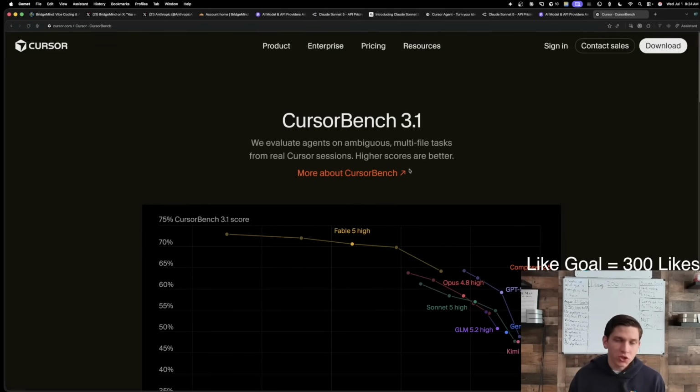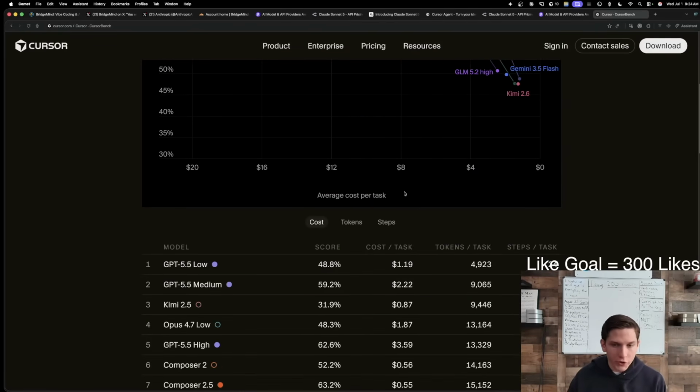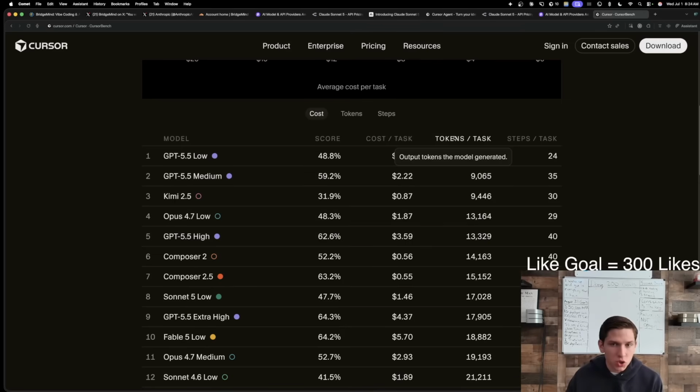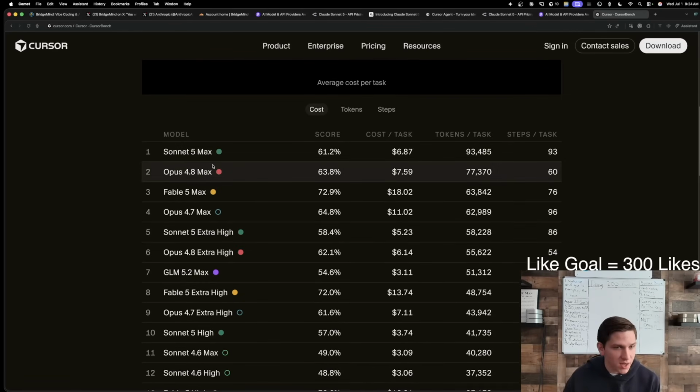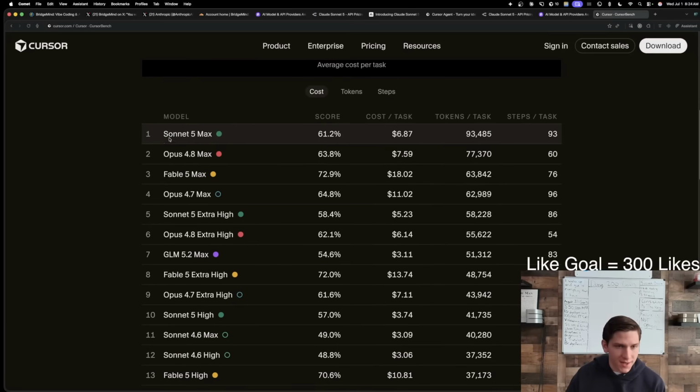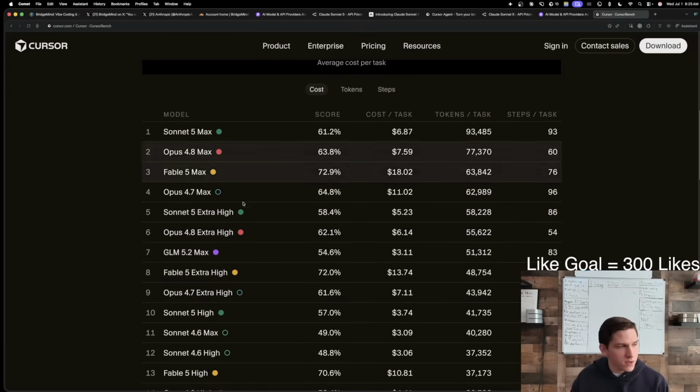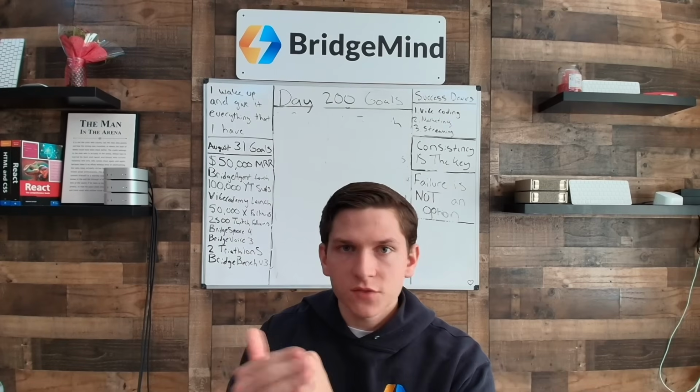I think that CursorBench gives a really accurate representation of what you're going to see when using Sonnet 5 Max. If we just filter this by tokens, you're going to see that Sonnet 5 Max uses more tokens than anything else. It's number one at consuming tokens at 93,000 tokens. Opus 4.8 Max, for reference, used 77, then Fable 5 Max used 63,000. But what's really crazy is that if you look at the previous Sonnet, which is right here, this one used 40,000 tokens per task, so it only cost $3, right? So you're looking at a massive jump, even though these models literally cost the same price for input and output.